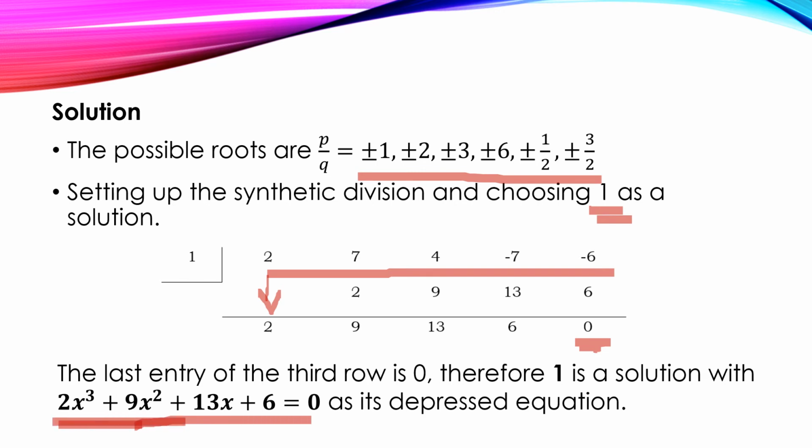So, ito naman na yung gagamitin natin na equation. Hindi na natin gagamitin yung original na given kasi na-depress na natin siya, napaliit na natin siya kasi nag-divide na tayo. Okay, so ito na yung mga susunod nating equation. Ito na magiging guide natin. Itong 2x cubed plus 9x squared plus 13x plus 6 is equal to 0.